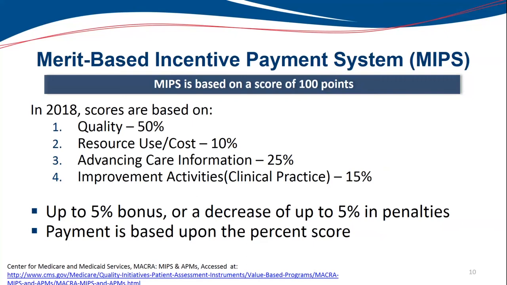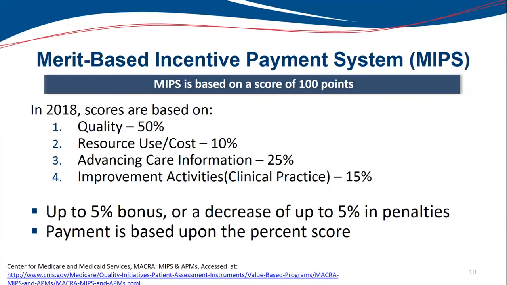Clinicians and organizations have to submit information on quality of services, resource use and cost, advanced care information, and then quality improvement activities or clinical practice improvement activities. You see here we have a distribution of 50% for quality. We have 10% for resource and cost use. This is new. This was 0% last year in 2017, and it got turned into 10% for 2018, and that's partly because the quality component got moved from being 60% down to 50%.